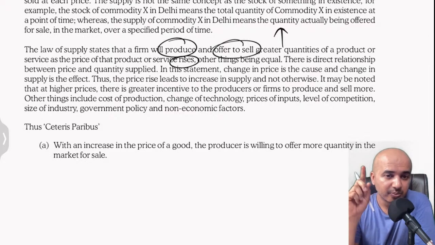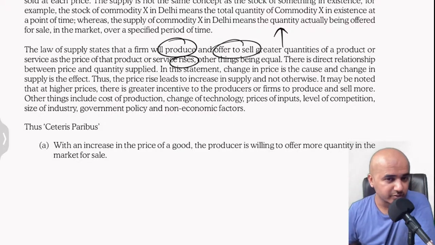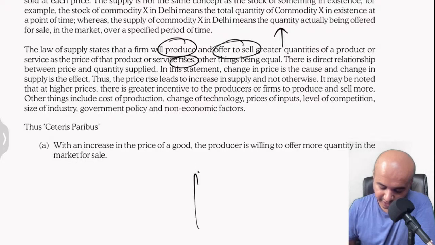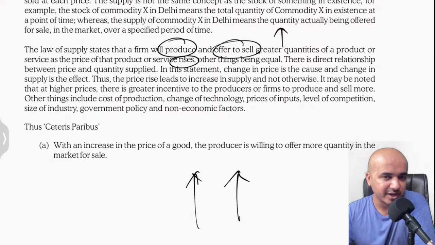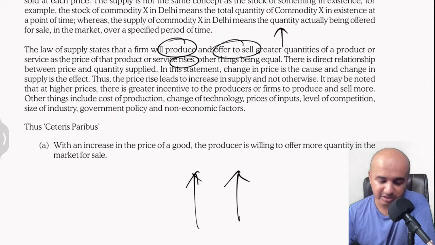If the product or service price rises, I will offer more quantity. If the product or service price comes down, I will offer less quantity to the market. So here, as you may have already witnessed, there is a direct relationship between price and the quantity supplied. If one increases, the other will also increase. So this is called direct relationship. Whereas in case of law of demand, it was the inverse relationship which was working there.